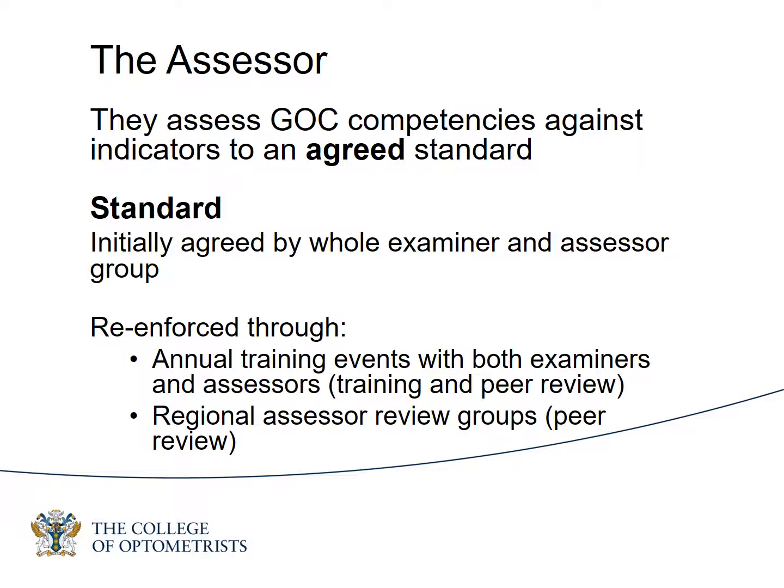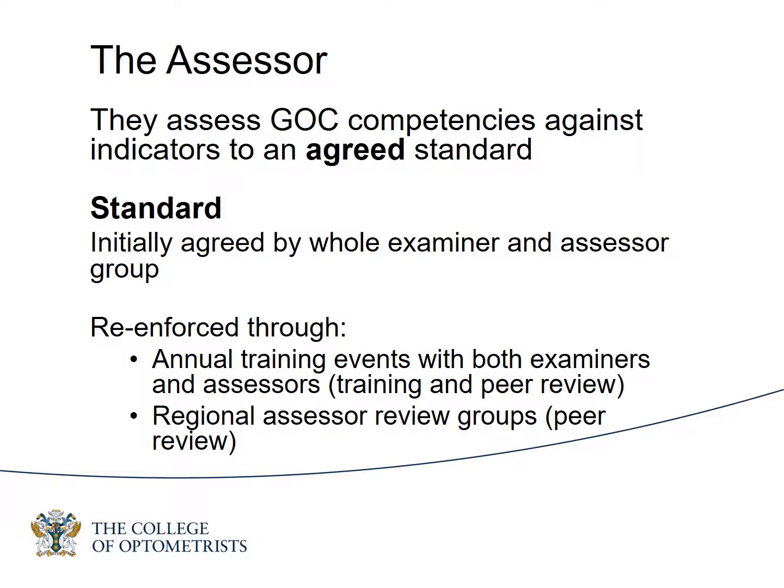So the idea is that to make us all assess the same way, we've got agreed standards that we're trying to judge people against. And that standard has been agreed by the whole examiner and assessor population together. And then those standards are reinforced every time we get together. So we have annual assessor examiner training, and we have regional peer groups that are designed to reinforce these standards as well. So in this way, what we're trying to do is ensure that every assessor, given the same evidence, would make the same decision every time.